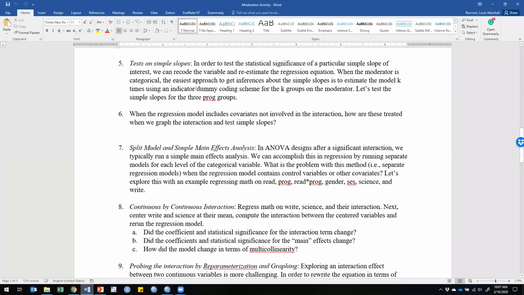All right, let's go back to our assignment. When the regression model includes covariates not involved in the interaction, how are these treated when we graph the interaction and test a simple slope? This is a good question. In the Darlington and Hayes books, their recommended approach is to pick a value to hold the other covariates constant at, and a lot of times that is the mean. Hold all the covariates at their mean, and then do the same probing and plotting procedures.